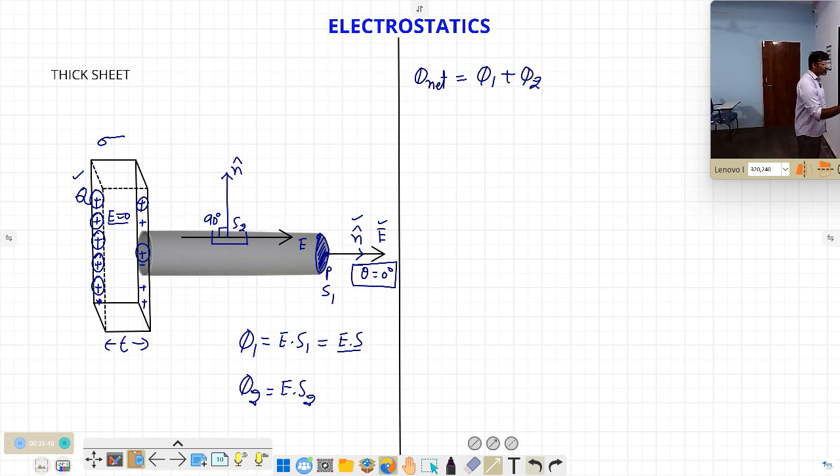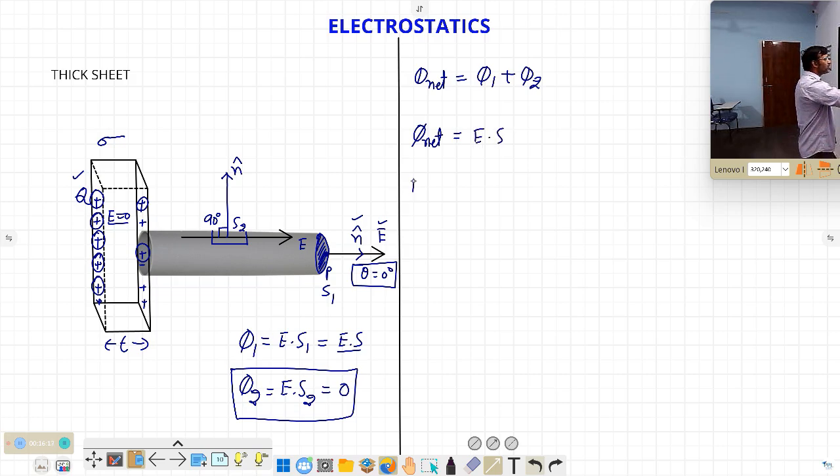So in this case E into S2 is perpendicular, so the flux is 0. Along the surface, flux is 0, and normal to the surface, flux is maximum. So in the case of the first surface area, flux is maximum; in the case of the second surface area, flux is minimum. So phi2 is equal to E into S2, that is 0. So the net flux is only phi1, that is nothing but E into S.